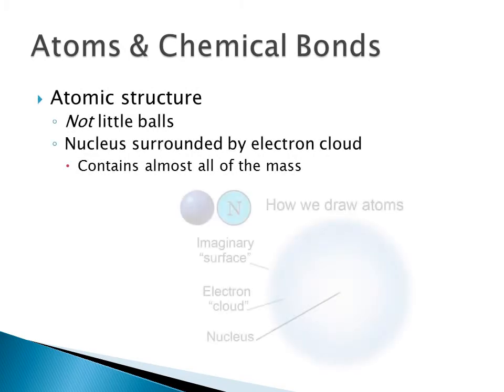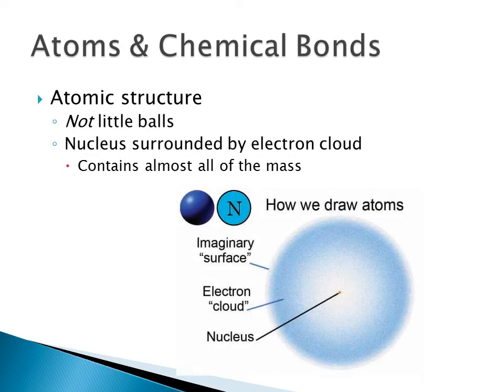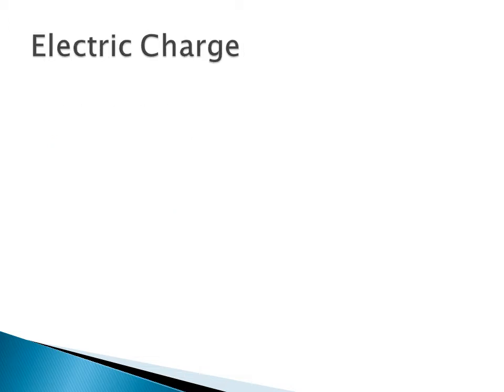So if we look at atoms and we start to talk about chemical bonds, it's important that we understand that the atomic structure, even though we represent it as little balls, is not actually little balls. Keep in mind that the atom consists of a nucleus, very small and very dense in the center of an atom, and it's surrounded by an electron cloud. The nucleus contains almost all of the mass. But it's this electron cloud that we're concerned with when we start to look at chemical bonds.